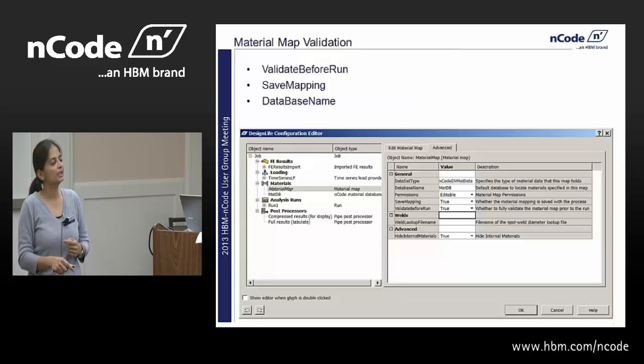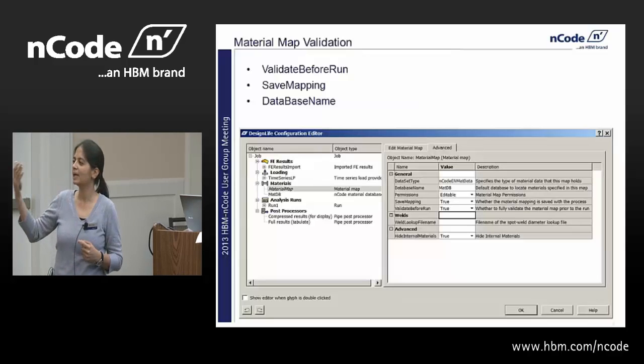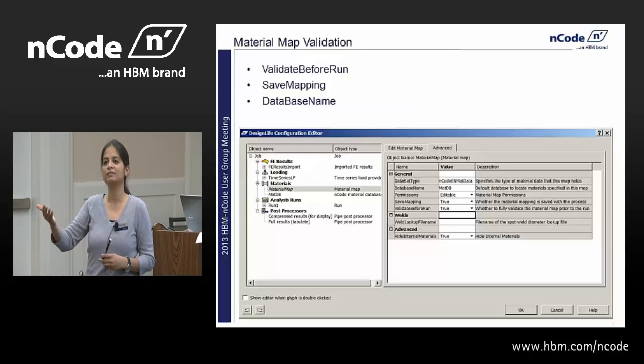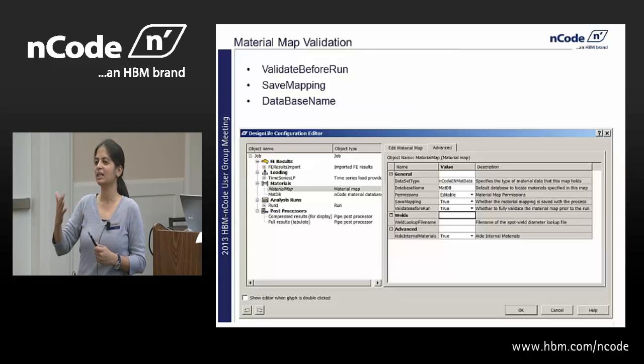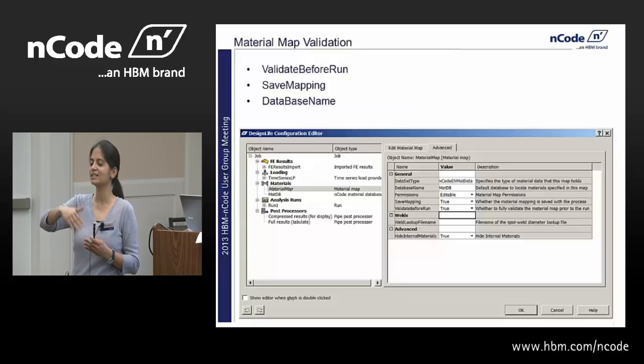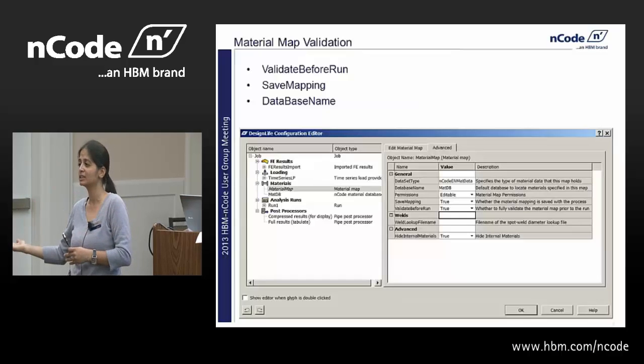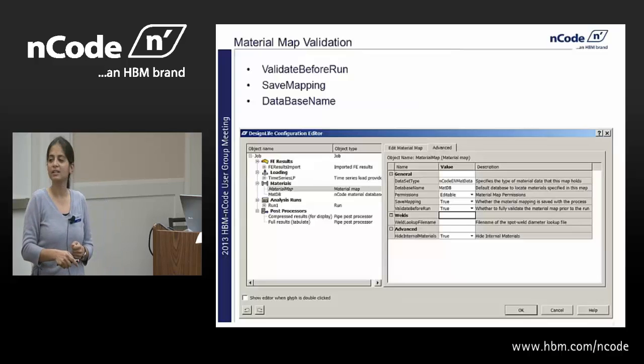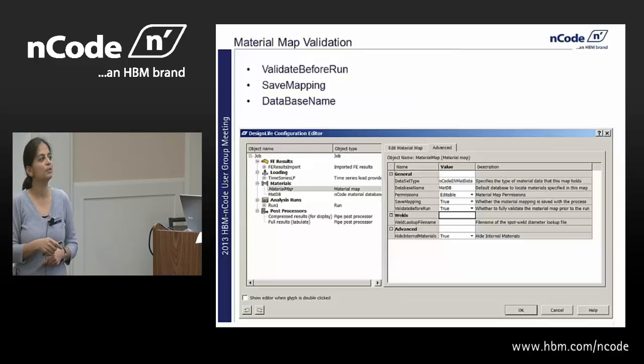The second one is, do you want to save the material map as a part of the flow? Most of you save the flow, and you might have realized that when you give it to somebody else and they open it up, the material map may still have assignments pointing to groups or materials that are not valid anymore. So if you set save mapping to false, which means don't save the material map, it clears the material map, and the next person who opens the flow has a fresh place to start from.